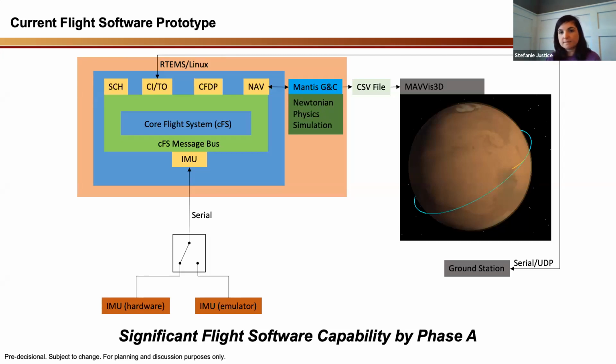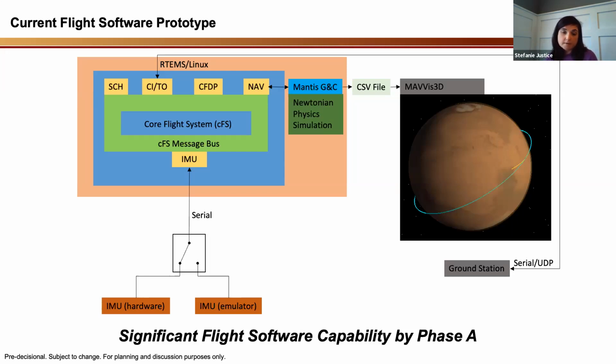And then we have the guidance and control code from the GNC team over in another branch that produces that information with a Newtonian physics simulation. That outputs the data to a CSV file, and then we have a homegrown visualizer that we call the MAVViz 3D, where we can see the results and see if we would be able to successfully deliver the Oz to the correct orbit based on our current flight software.